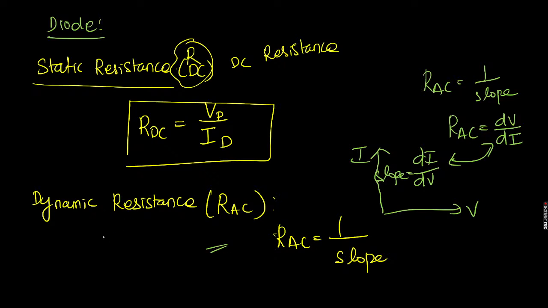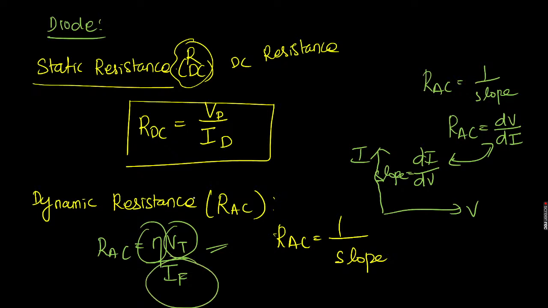You can also calculate this AC resistance with the help of eta times VT divided by IF. What is this? That is very simple. VT is the thermal voltage, eta is the ideality factor. If it is given, for example 1, 2, 3, then substitute it. If not given, its value is 1. And this is the forward bias current. IF is the current through the diode in forward bias.